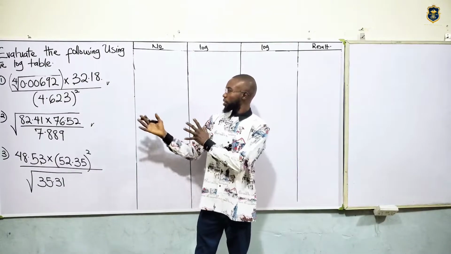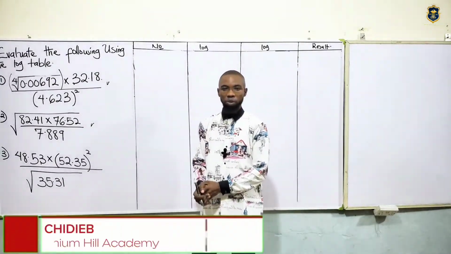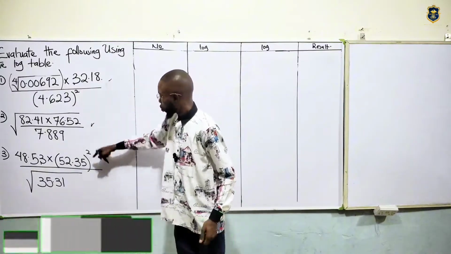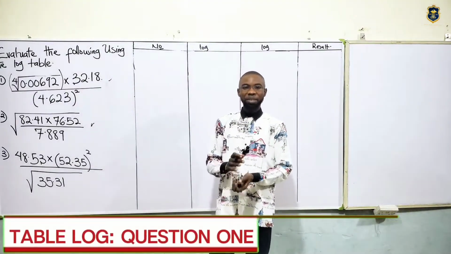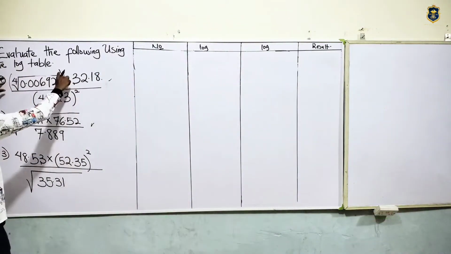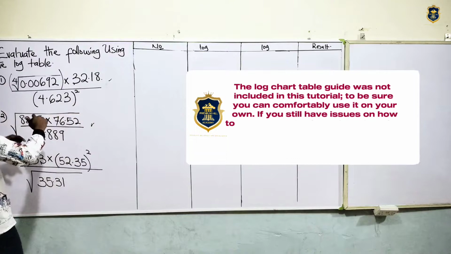Alright guys, let's look at the first three questions we have on the board. In this question, I'm going to be doing number one and number two, while I let you do number three. Sounds easy, right? So let's go into it. First of all, what do we do? Take this one first, right? And how do we arrange this in the number place?